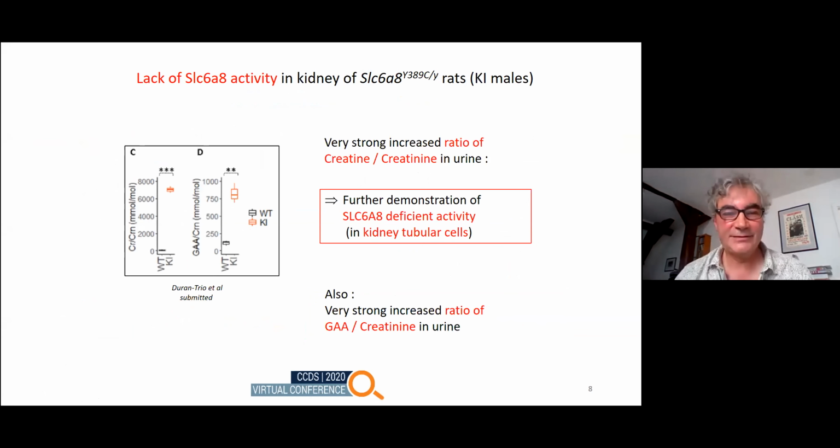Another feature of creatine transporter inactivity in these knock-in rats is in the kidney, where we observe what is characteristic in the patients, the increase of the creatine over creatinine ratio in urine. You see here, it's almost 0 in the wild type, and we have almost 7,000 millimole per mole of creatinine of this ratio of creatine over creatinine. So it demonstrates the complete inactivity of the transporter, and in that case, it is in the kidney tubular cells. Interestingly, we also observe an increase of the GAA, so guanidinoacetate over creatinine ratio in our rat.